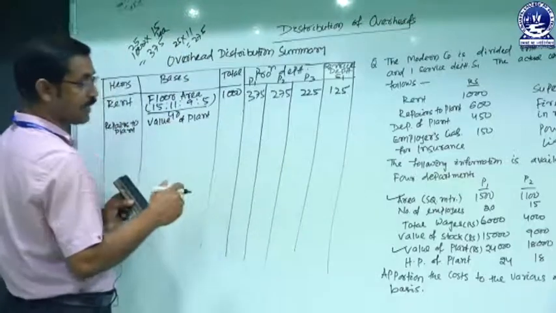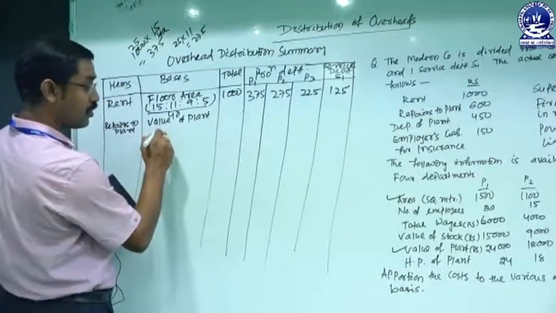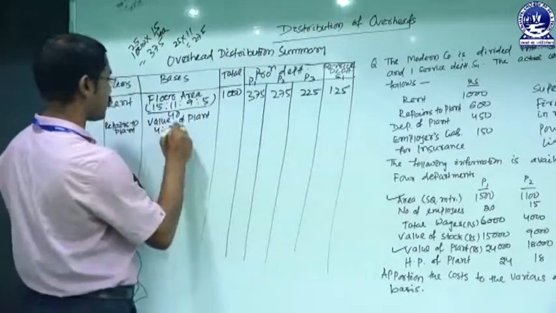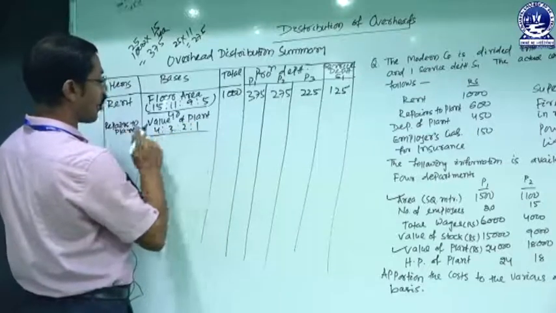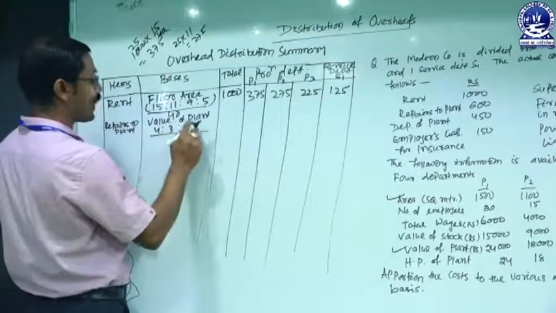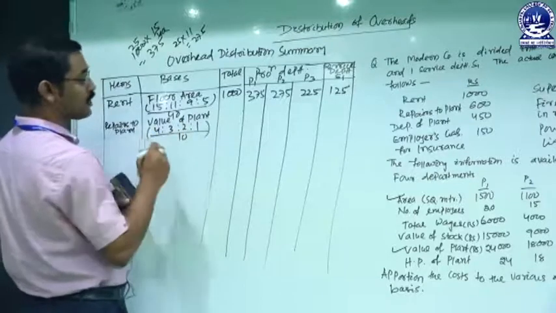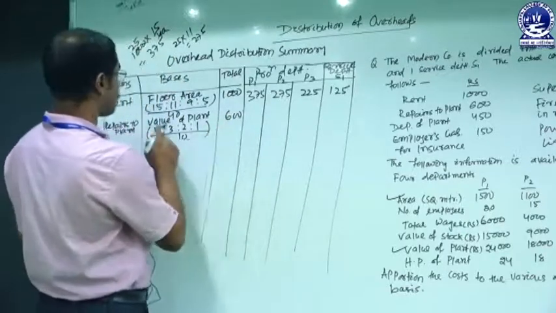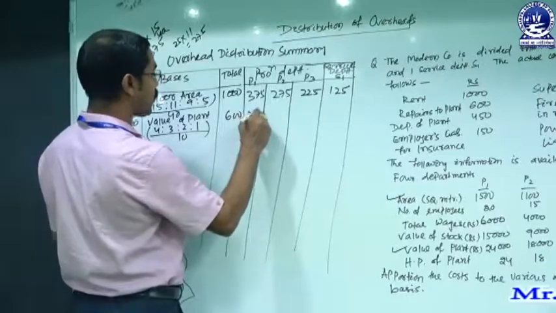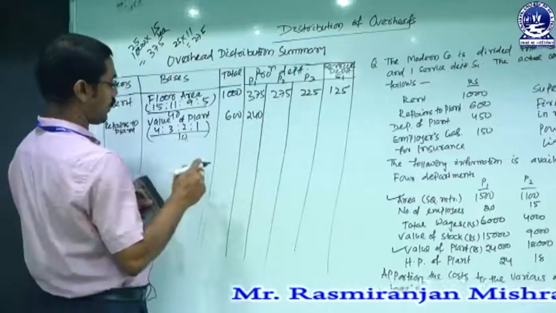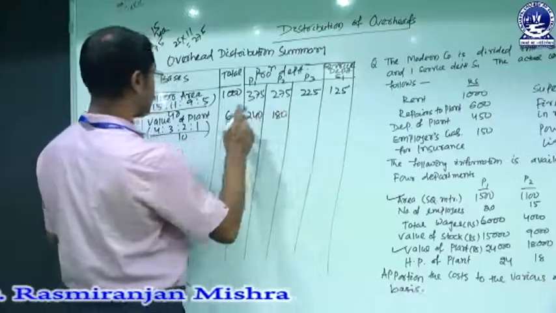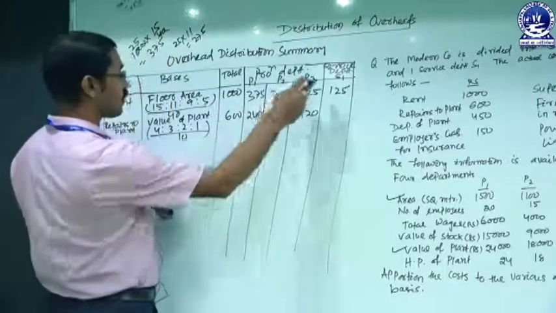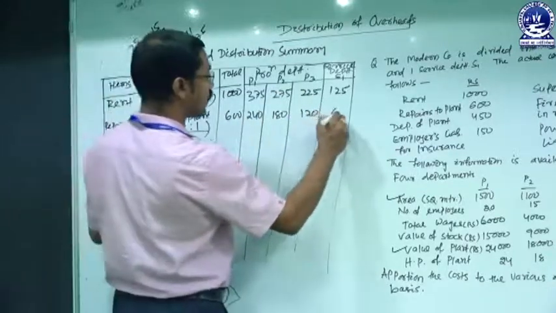24:18:12:6, or if we make it in smaller form, dividing by 6 all, that is 4:3:2:1. That means the sum of all is 4 plus 3 plus 2 plus 1, that is 10. Accordingly we have to distribute the item of expenses, that is 600. So department P1 will get 600 into 4 by 10, that is 240. Then 600 into 3 by 10, that is 180. 600 into 2 by 10, that is 120. Then S1 will get 600 into 1 by 10, that is 60.